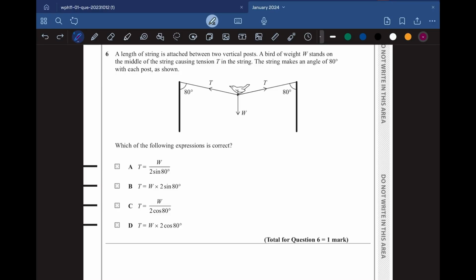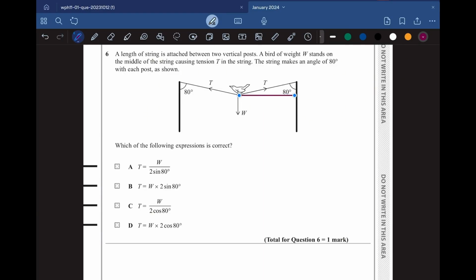Alright, so let's learn about it. Now there are two tensions acting from two different directions, and the tensions are acting at an angle, and when a force is acting at an angle we have to break it down into components, right? So as it is acting at an angle, it will have a horizontal component and a vertical component. So let's draw its horizontal component right here.